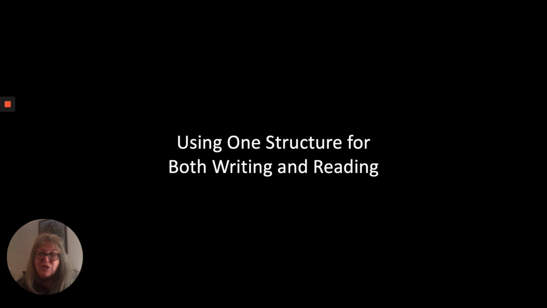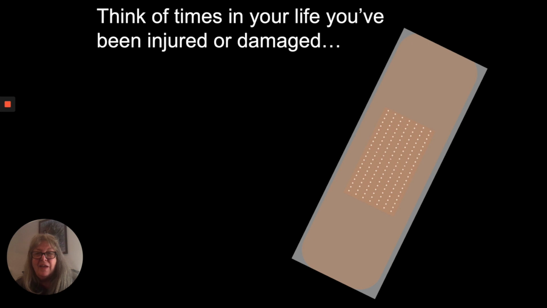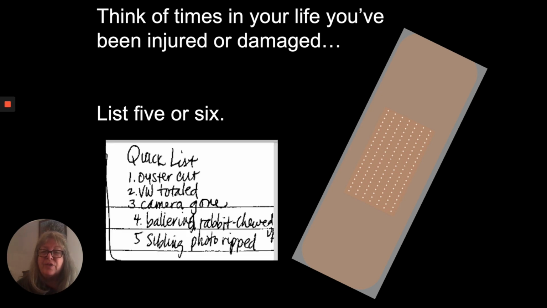Let's use one structure for both reading and writing now. If you could jot down a little list, brainstorm a few moments in your life that something happened to damage either you or one of your possessions. If you can list 5 or 6, we're going to actually walk through this writing exercise.